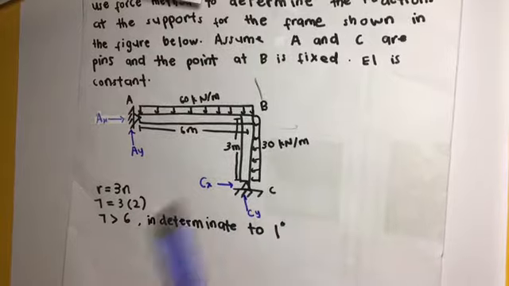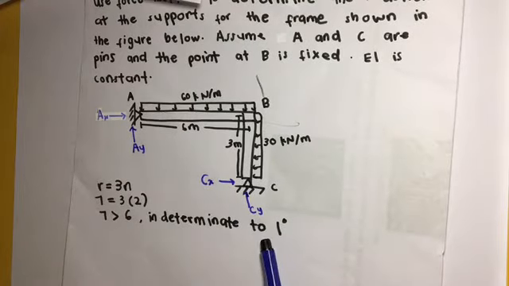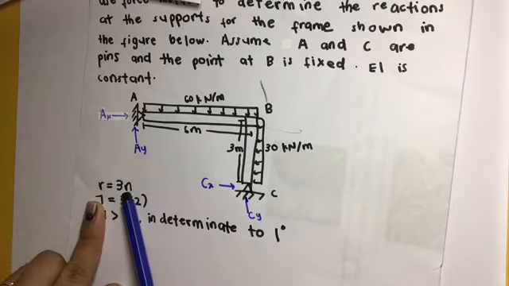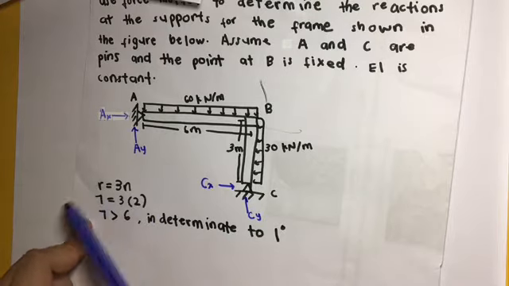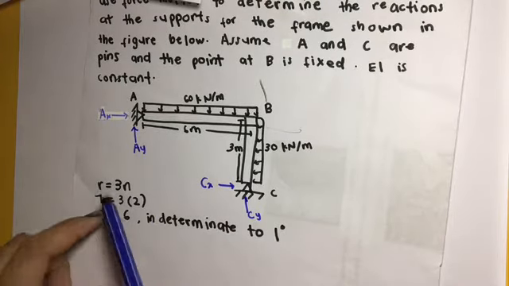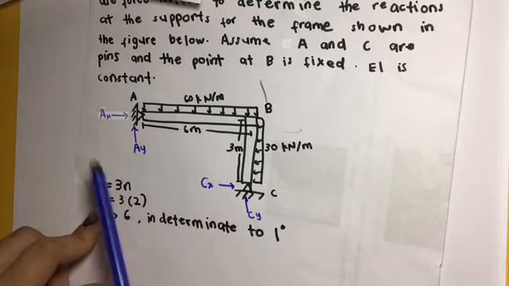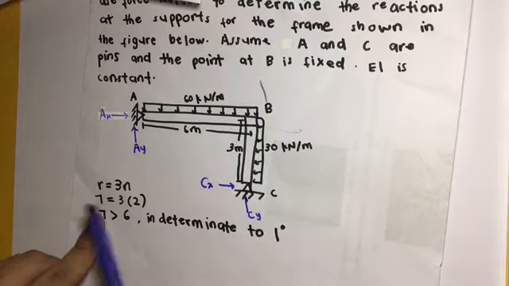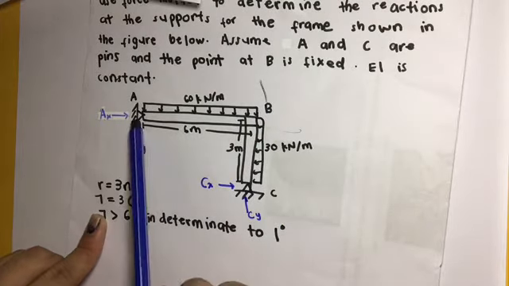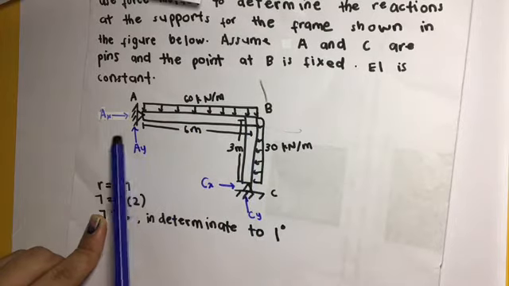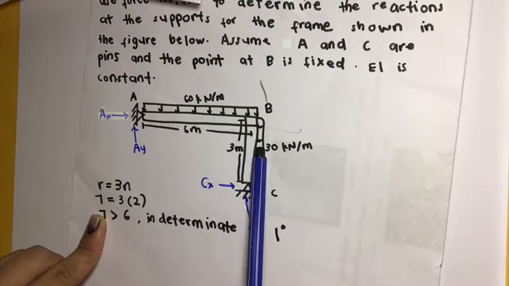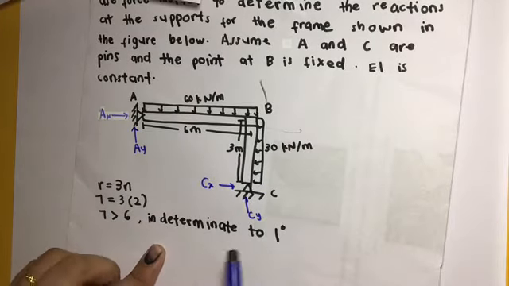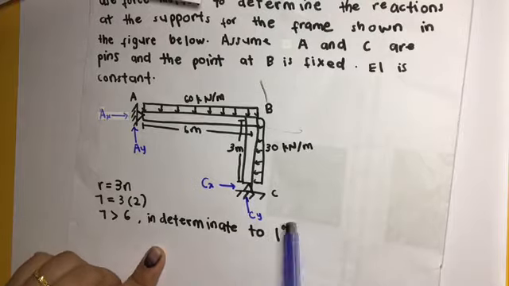So first things first, you have to know the degree of determinacy. So we use this formula. If this is equal, the structure is determinate, but if it's not, it's indeterminate. The R stands for reaction. So here we have 1, 2, 3, 4, 5, 6, 7. So 3 times N, where N is the beam that connects these two. So 7 is bigger than 6, which means that our structure is indeterminate to the first degree.